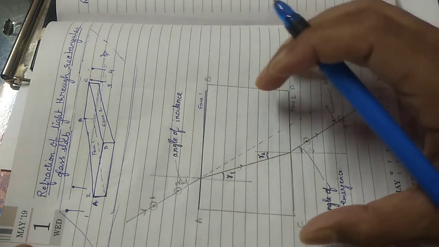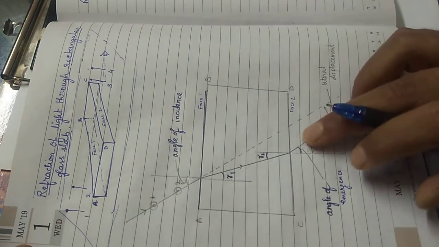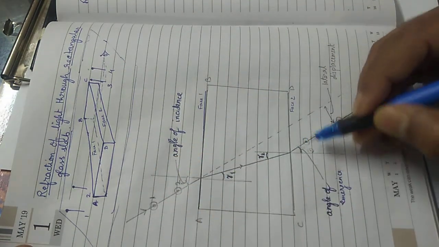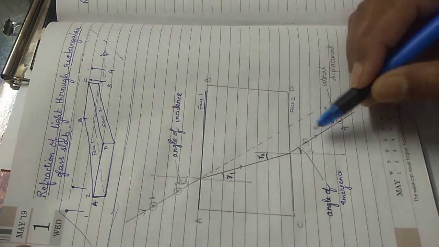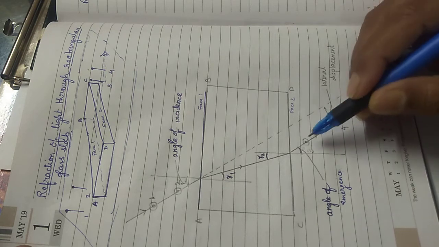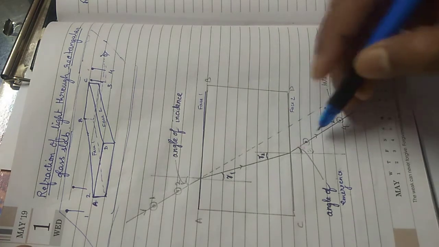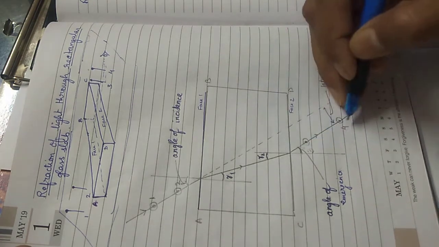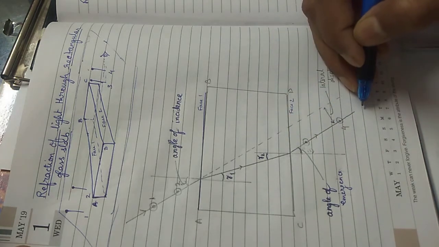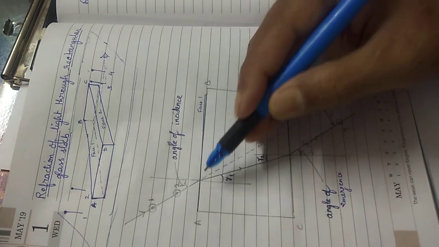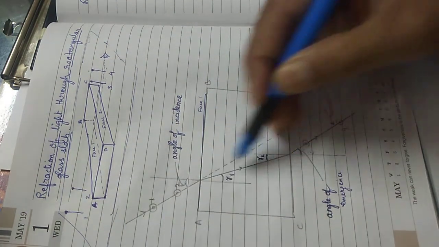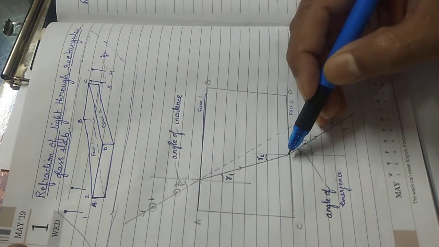After that, what needs to be done? We remove the glass slab. Then around every pin we draw small circles so that when we remove the pin, the points are not lost. After drawing the circles and removing the pins, we join the third and fourth points, and that is our emergent ray. Emergent means it is coming out of the glass slab. And if we connect from this point to this point with a straight line, that is the refracted ray.